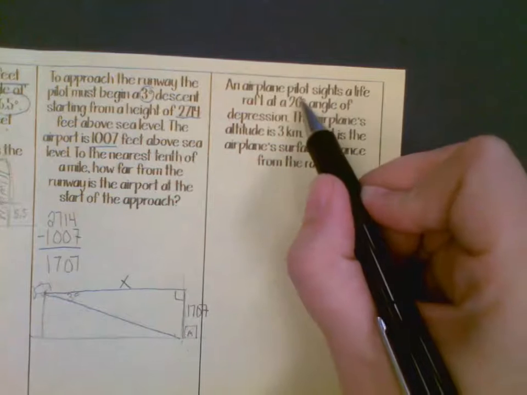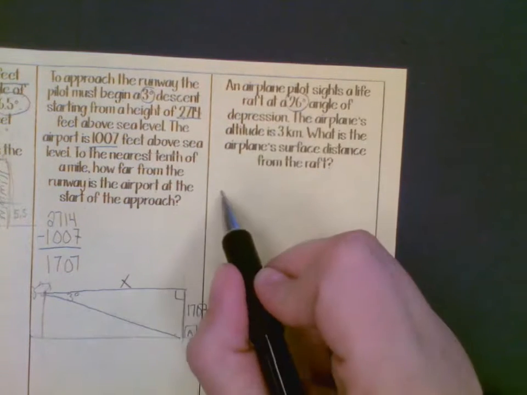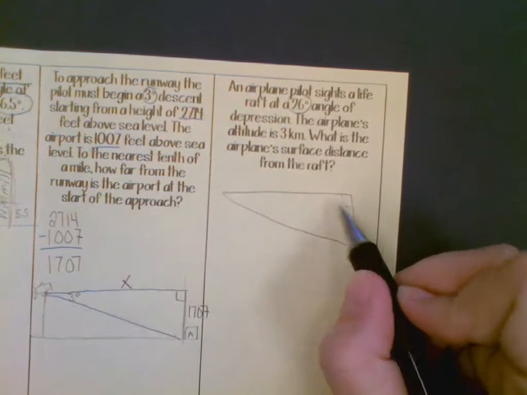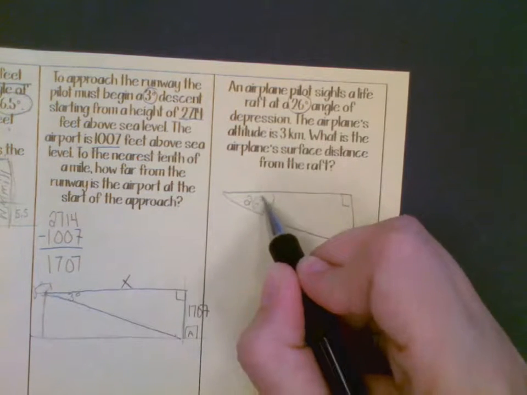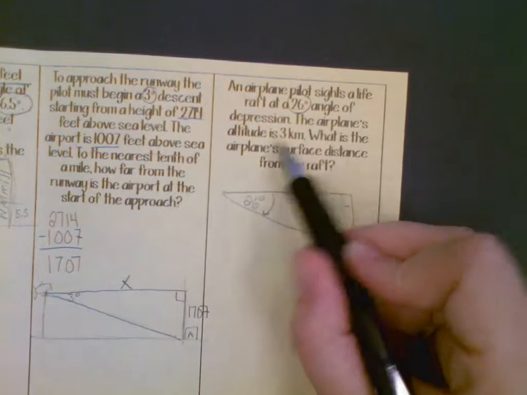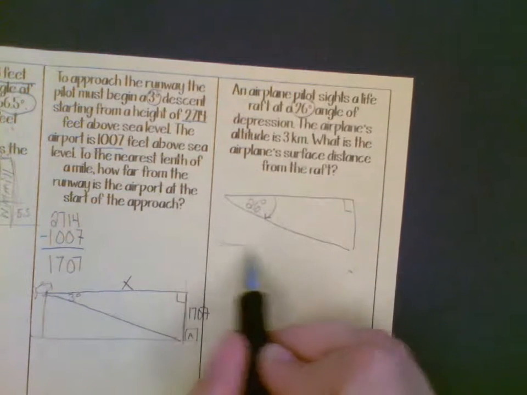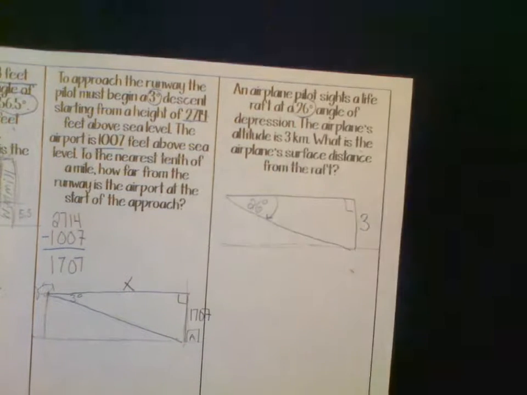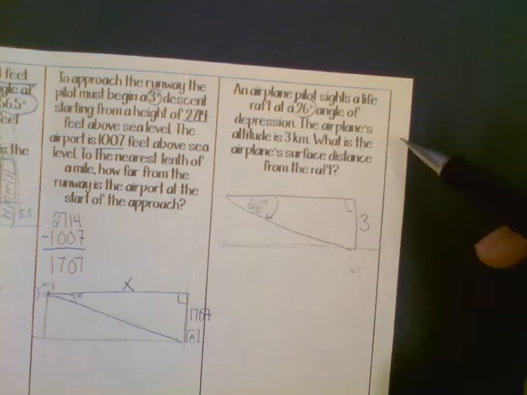Okay, so for this one, we're talking about a 26-degree angle of depression. So I know that I can draw my triangle with the horizontal and then angle of depression going down. Okay, so there's my 26. It says that the altitude is 3 kilometers. So that would be how high the plane is above the ground. So that would be this side over here. And then we want to know what the airplane's surface distance is to the life raft.